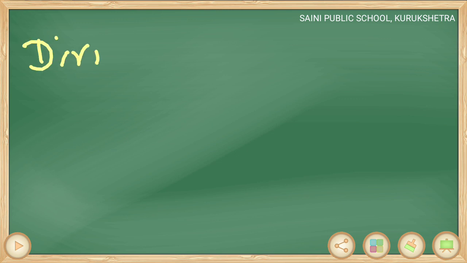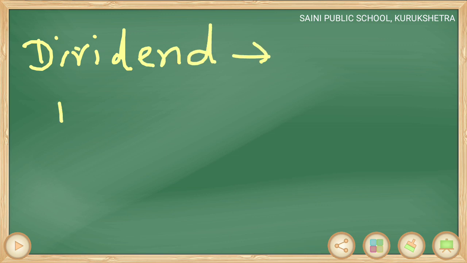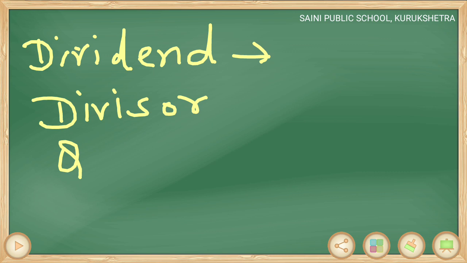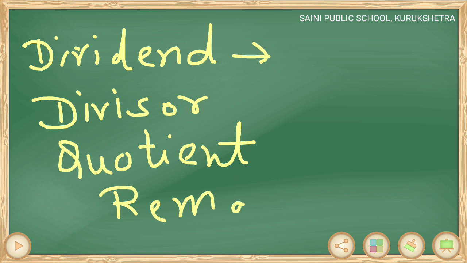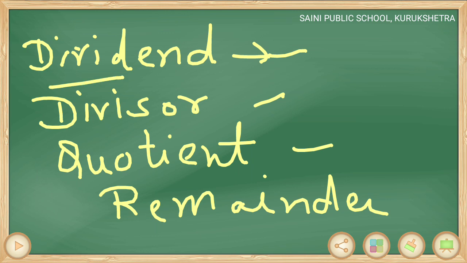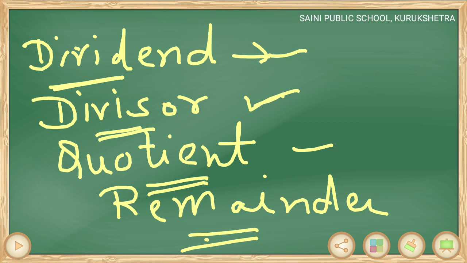You have already learned there are four things in division. First of all, dividend. Second one is divisor. Third is quotient. And fourth is remainder. We have already learned what these four numbers mean. Dividend means the number which we are dividing. Divisor is the number by which we are dividing another number. Quotient is the result of division and remainder is the remaining number after division. So in the division process these four numbers are used.